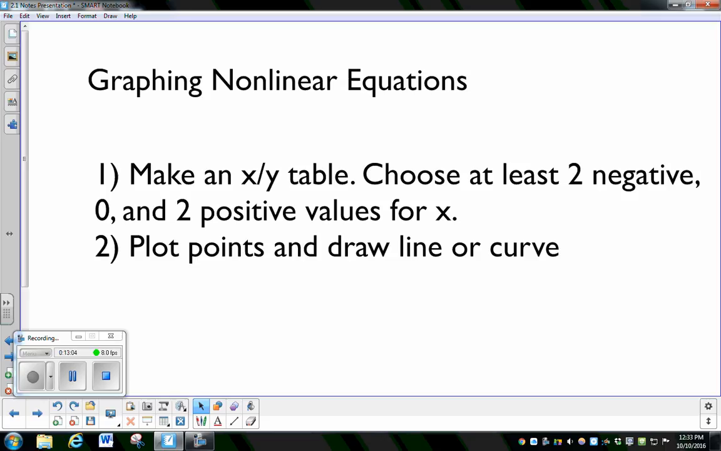Choose at least 2 negative values. Choose the value 0. And choose at least 2 positive values for x. Then what you need to do is plot all those points that came from your xy table and draw a line or curve. So go ahead and pause the video if you need more time to write those down.